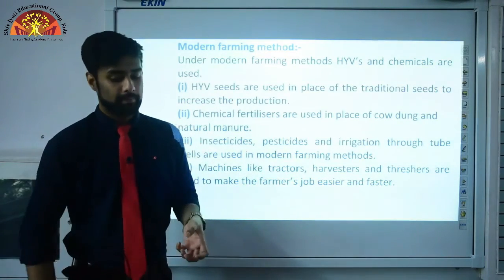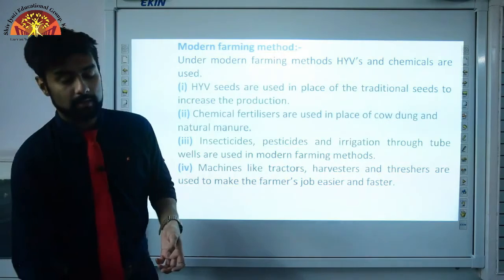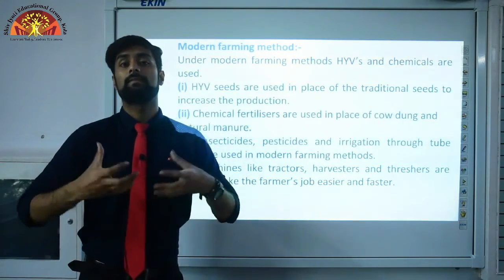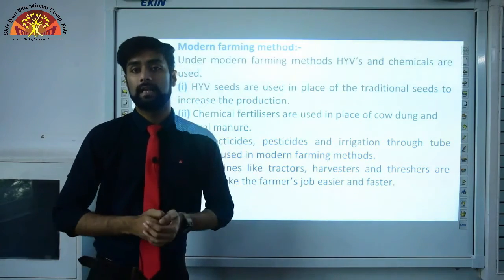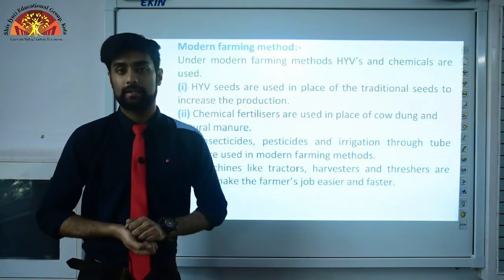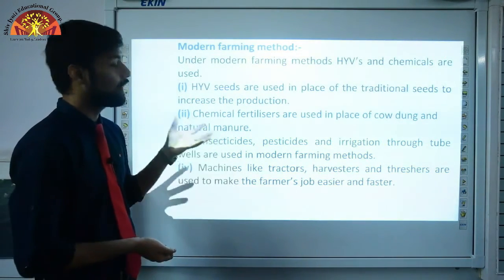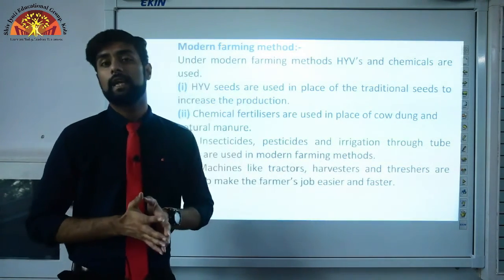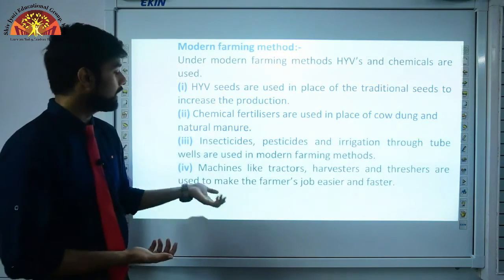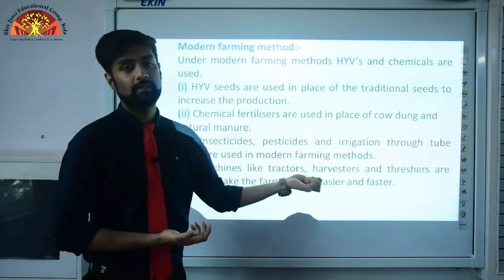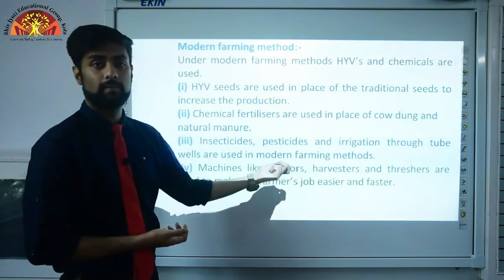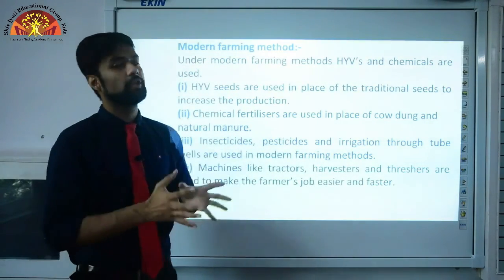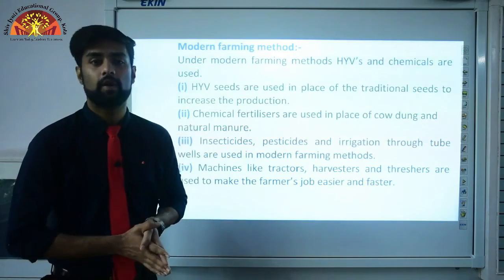Earlier what used to happen, पहले के ज़माने में, if a farmer is cultivating a large piece of land, he will require more laborers. उसको ज़्यादा मजदूरों की ज़रूरत पड़ेगी to harvest the land, to water it, to irrigate it, right? But nowadays we have modern machines like tractors, harvesters and threshers. These machines can be used instead of humans. Okay, this makes the farmer's job easier. First and foremost, बहुत easy हो जाती है farmers की job, and second, faster. These are some of the methods you can use to increase your production on a given piece of land.